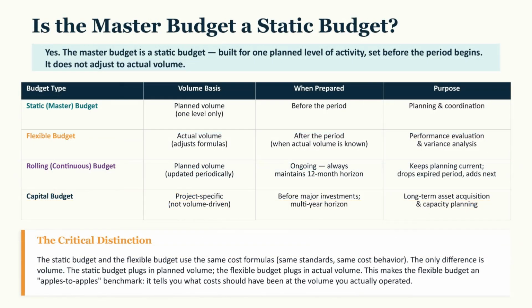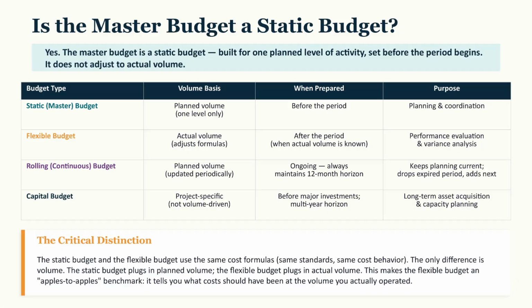Students often stumble on this question. Is the master budget a static budget? The answer is yes. It is built for one planned level of activity and does not adjust to actual volume. In the table, observe that the static budget is used for planning and coordination, while the flexible budget adapts to real performance. Both use identical cost formulas. The only difference is the volume input.